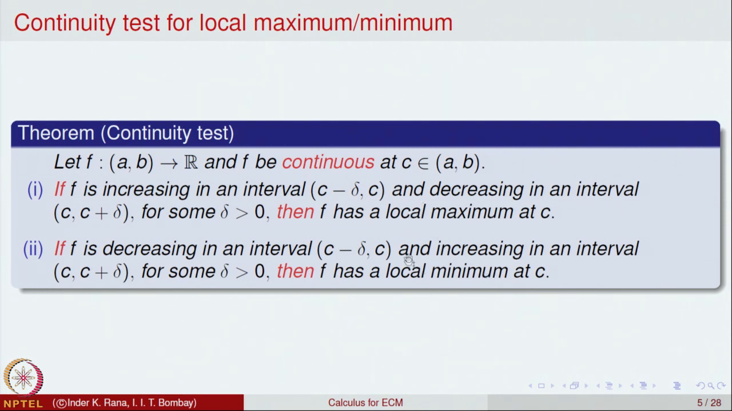So, both these geometric visualizations translated into mathematical concepts are true when f is continuous at c. Do not make the mistake of saying that on the left it is increasing, on the right it is decreasing, so it must be a local maximum. That happens when the condition is satisfied that the function is continuous, and similarly for decreasing. So, this is what is called the continuity test for local maximum and local minimum.